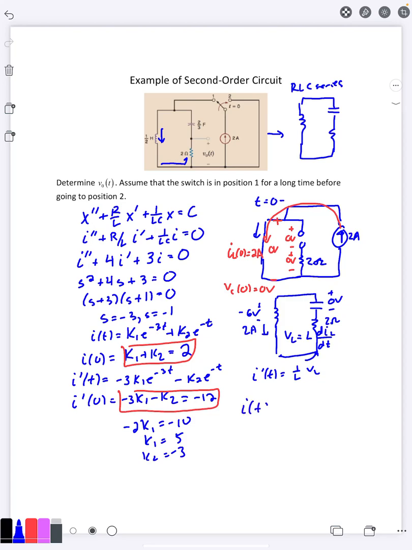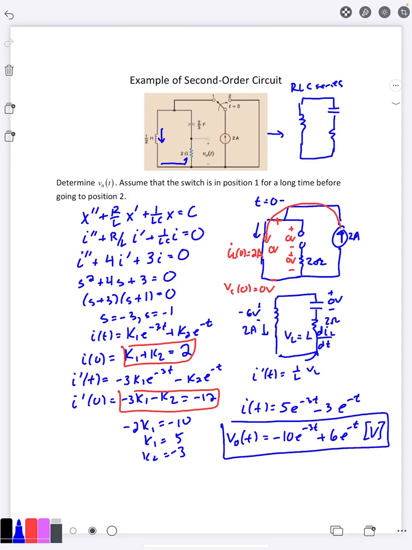So we get I of t is 5 e to the minus 3t minus 3 e to the minus t. And then finally, as I said, we're going to use Ohm's law, noticing that it should be negative IR. R is 2, so we get negative 10 e to the negative 3t plus 6 e to the negative t, and this is measured in volts. So that gives us our solution for the voltage across the resistor in this circuit.